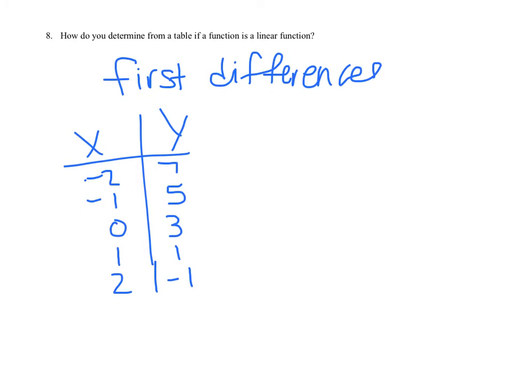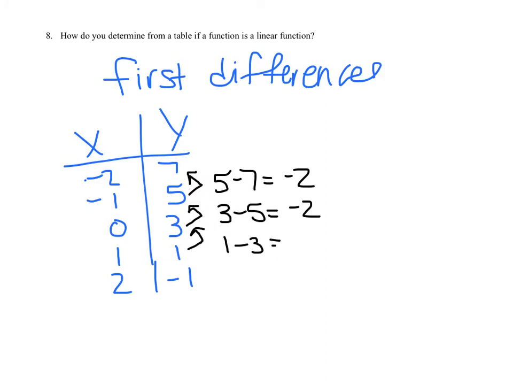Now what we do for first differences is we go 5 minus 7. So 5 minus 7 is negative 2. And then 3 minus 5 is also negative 2. 1 minus 3 is negative 2, and negative 1 minus 1 is also negative 2. Now, if we were going to go and do another set of differences, the second differences, then you can see that all of these would have been 0.